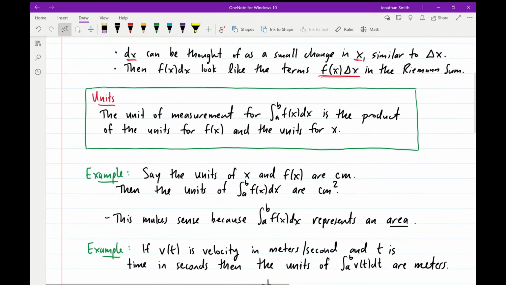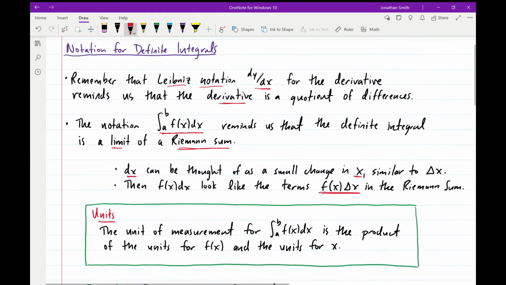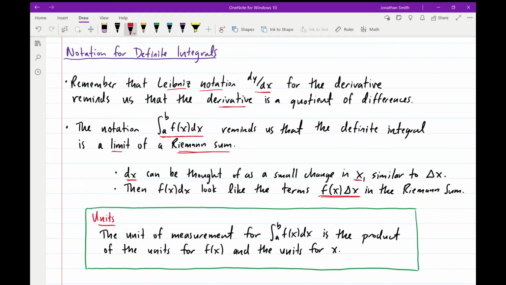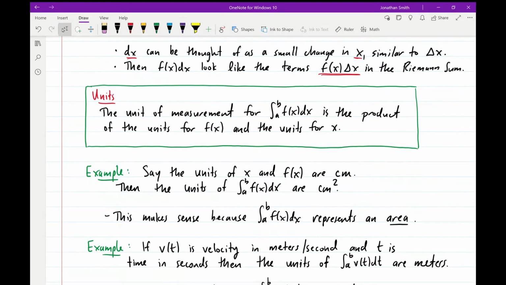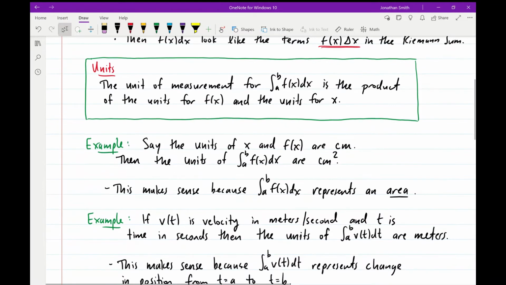And the reason that this notation is important is because it allows us to understand the units of these integrals once we take them. So the unit of measurement for a definite integral from a to b of f of x dx is just the product of the units for f of x and the units for x. Remember that for derivatives, the unit was the unit of y divided by the unit of x. In this case, because we have f of x multiplying dx, it's the product of the units for f of x and the units for x.